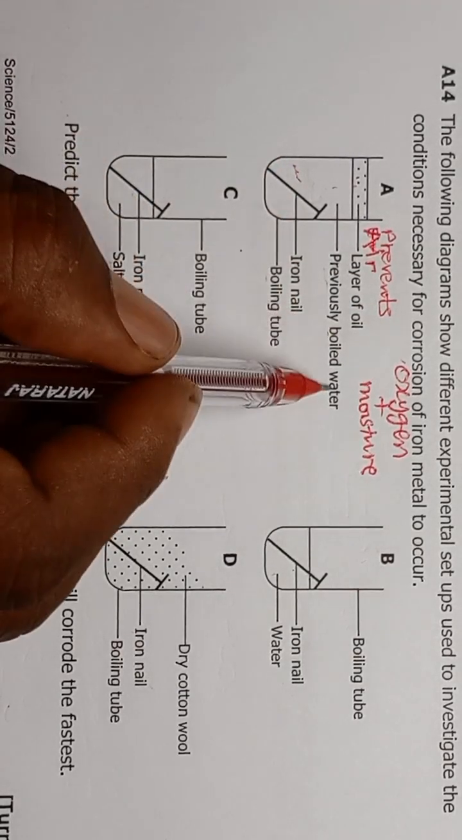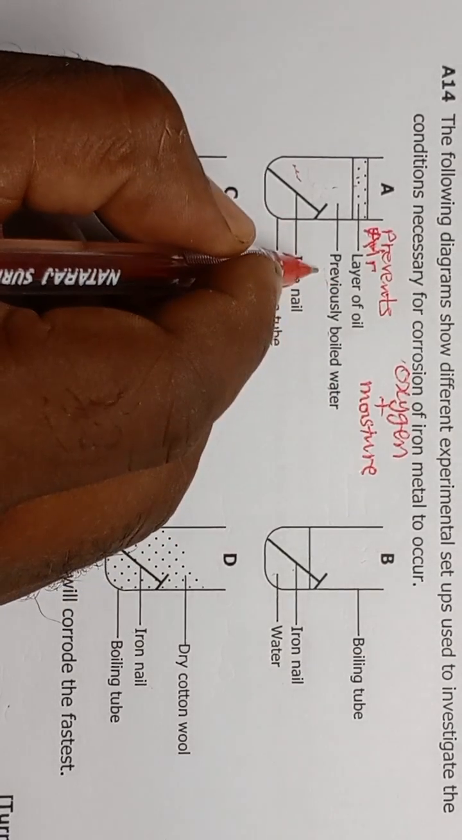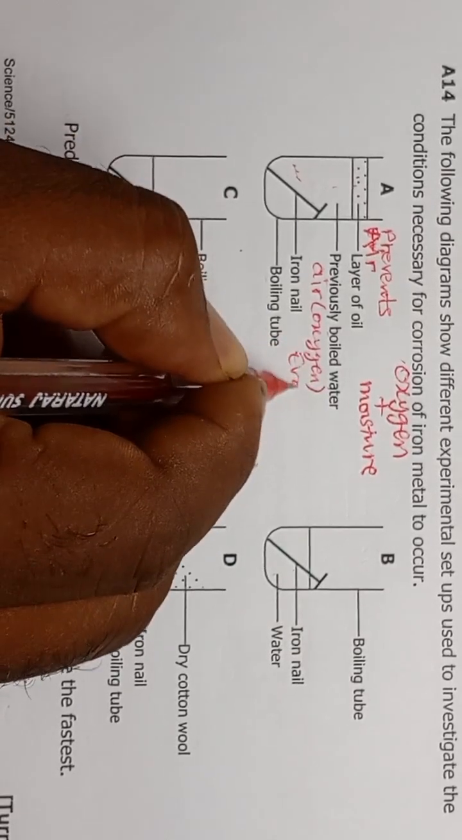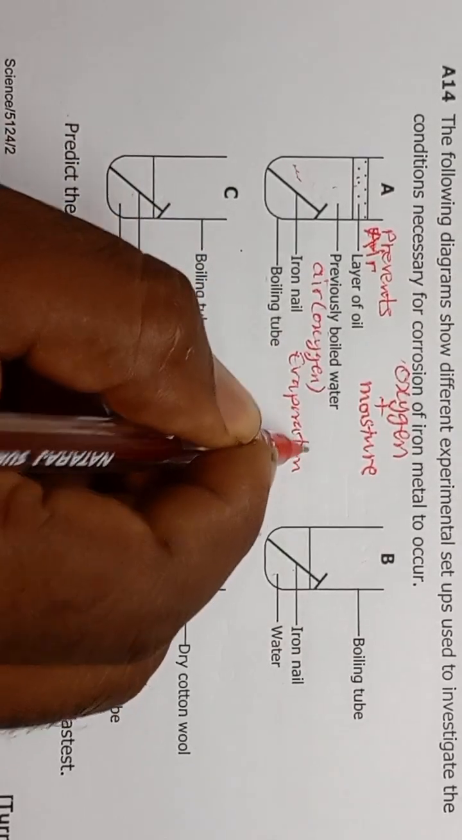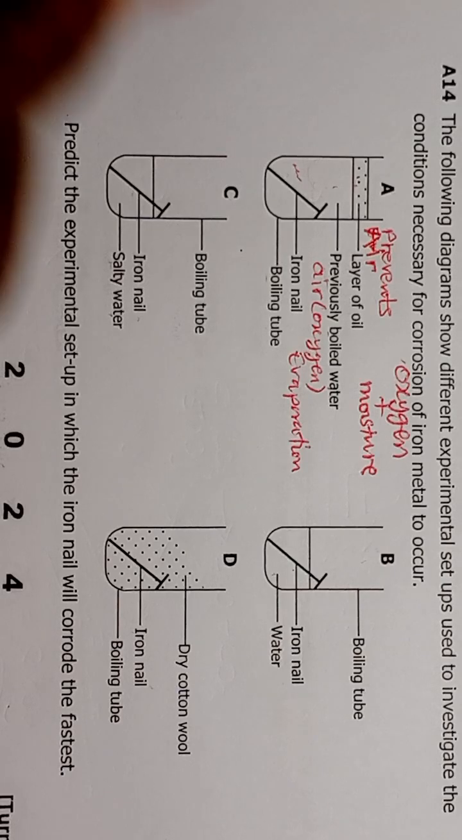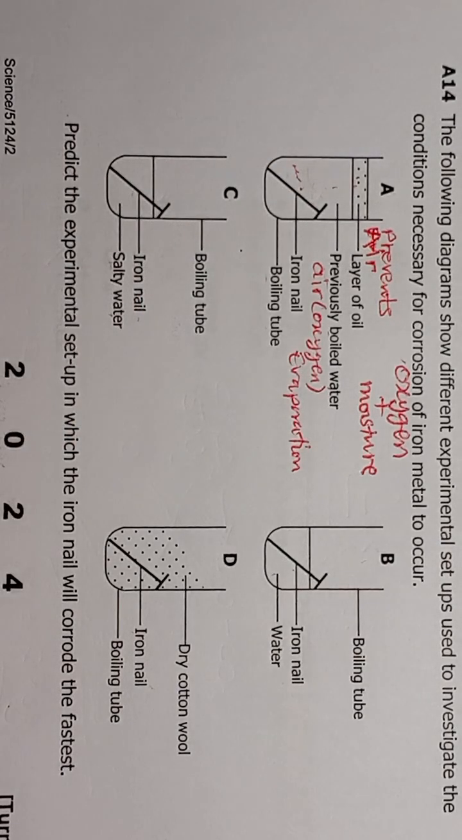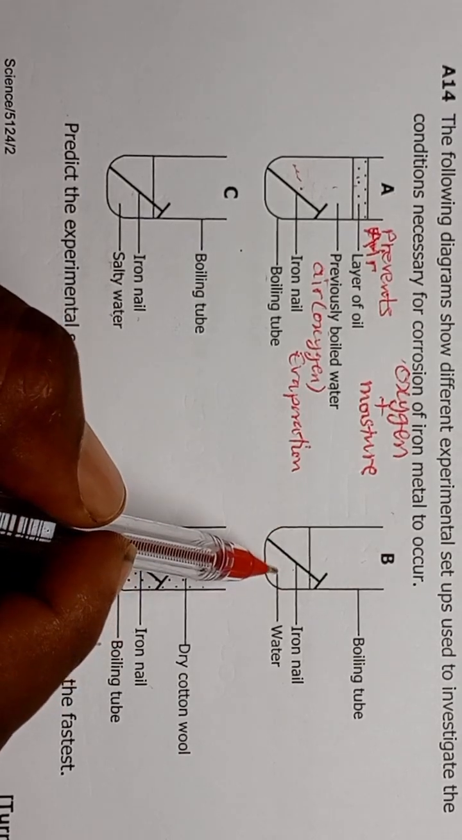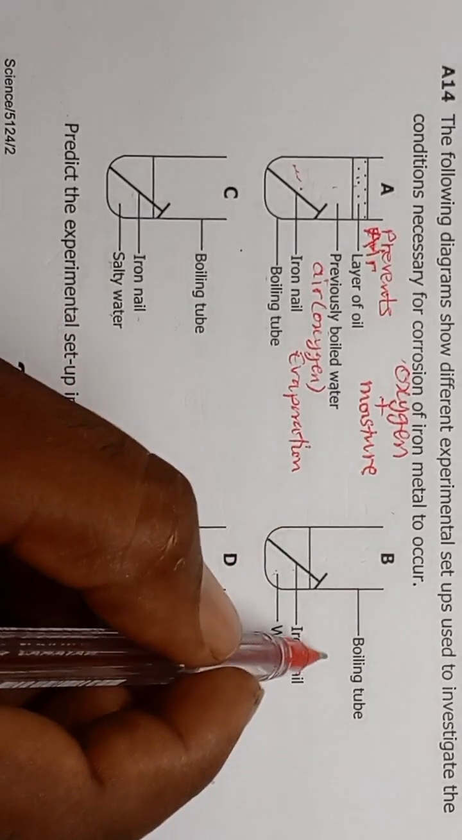Then previously boiled water. In boiled water, all the air, which is oxygen, was driven out through boiling. So in here, we don't have oxygen, so corrosion will not take place there. Then for option B, we have the two necessary conditions. Oxygen we have, it is open here, so oxygen is coming in. And we have water, which is moisture. So in here, rusting will occur.